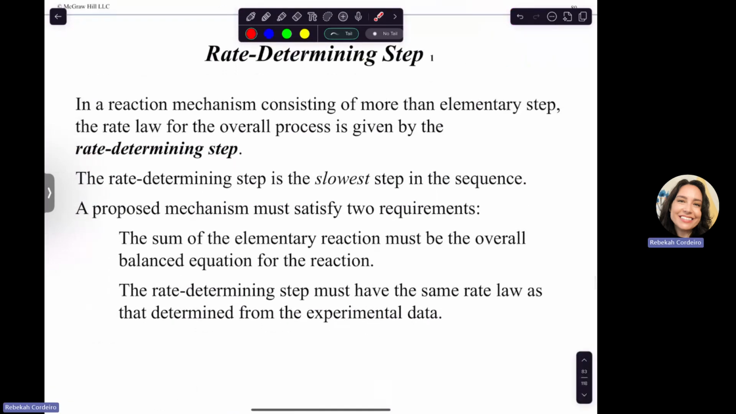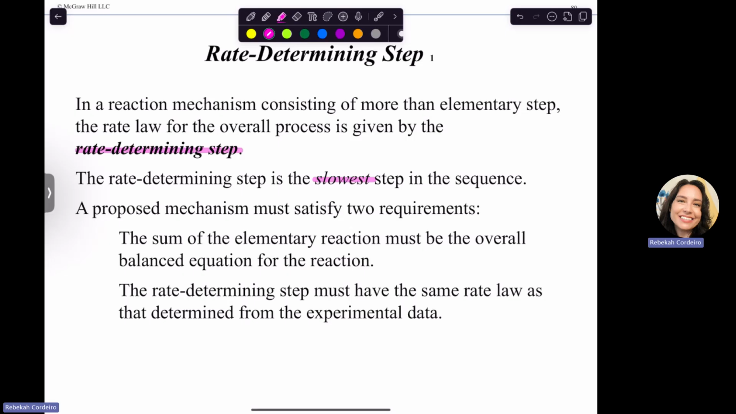So if a mechanism has more than one elementary step, the rate law for the overall reaction, the reaction you're looking for, is given by the rate determining step. And the rate determining step is going to be the slowest step in the process.